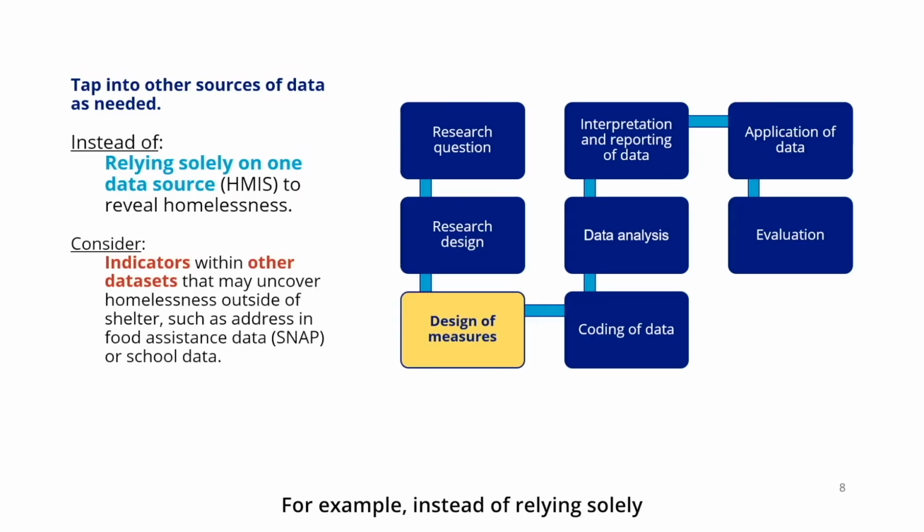For example, instead of relying solely on one data source like the homeless management information system to reveal homelessness as seen in shelter use, we would ask you to consider what may be indicators of homelessness within other data sets. This could include address fields in food assistance data like SNAP, where instead of an address we see a flag for homelessness, or school data that indicate other forms of homelessness that may not be captured in the homeless management information system.